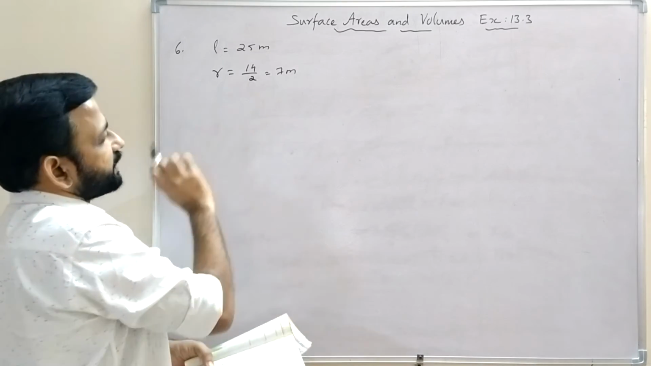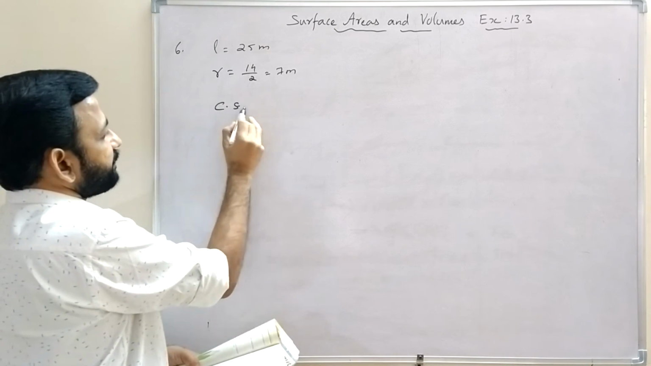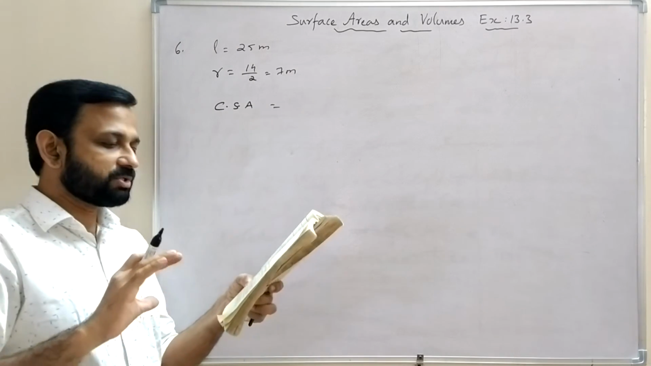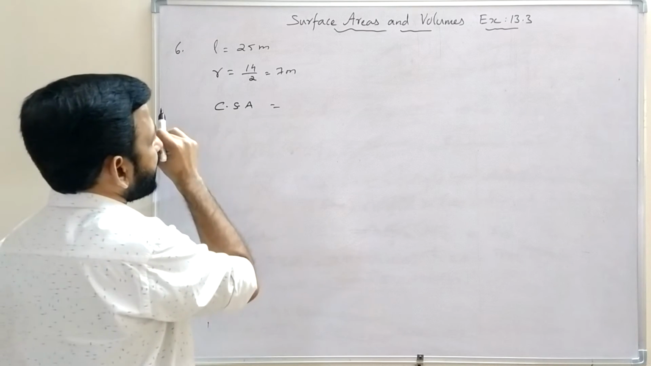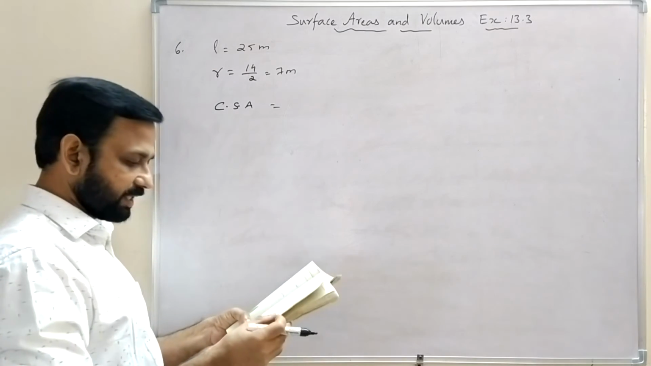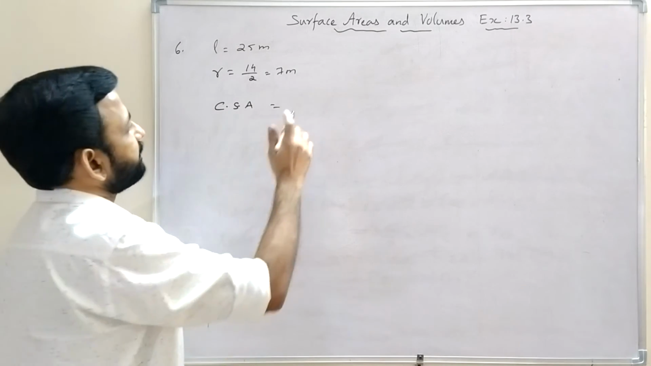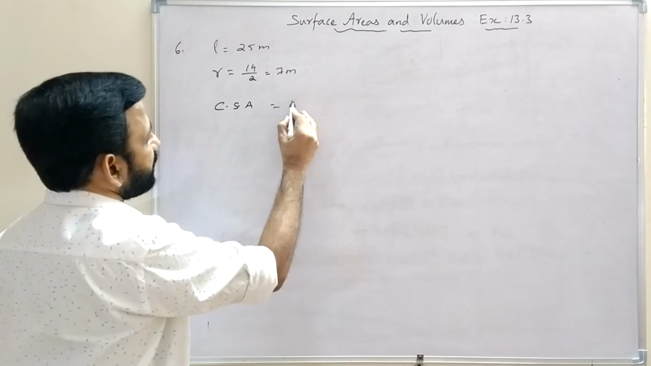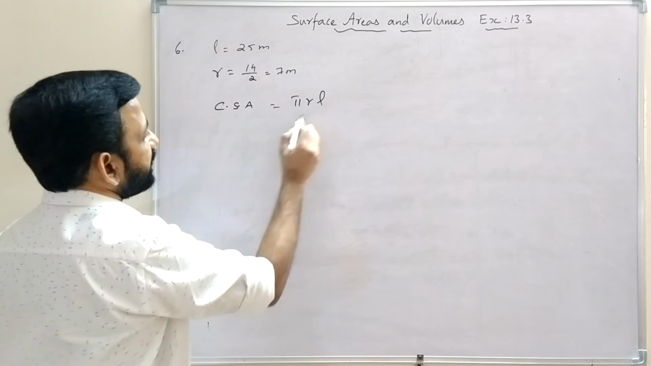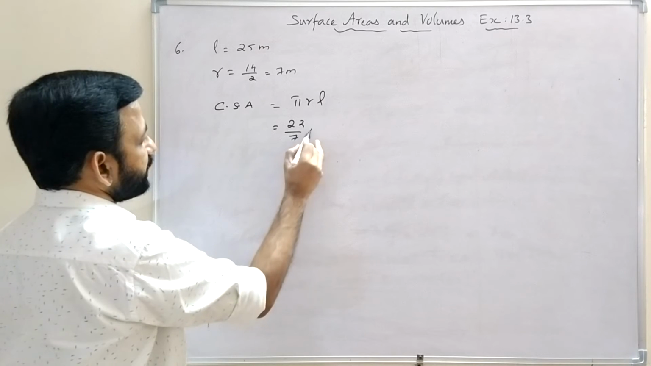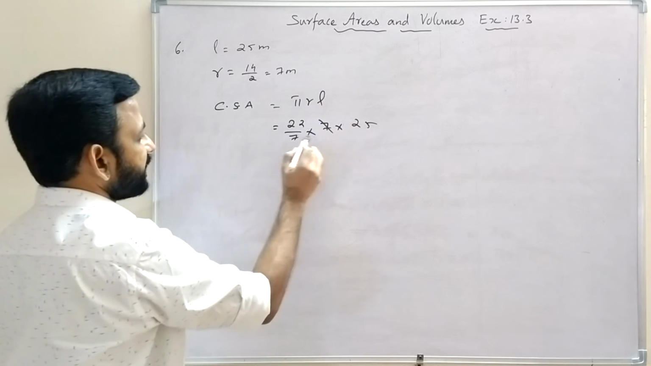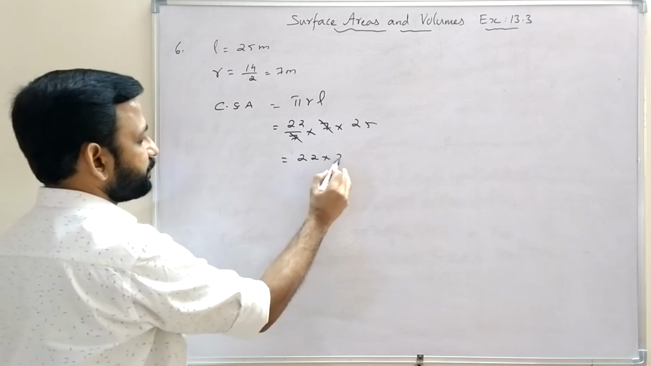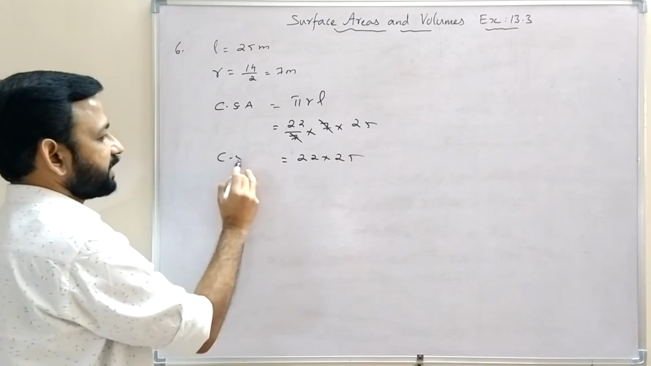So we need to find the cost of whitewashing. First we have to find the curved surface area, because whitewashing is on the curved surface. So we use the curved surface area formula. Here in the bracket pi is not given, so the formula pi r l is 22 by 7 into radius 7 into l, 25. So 7 and 7 cancel, 22 into 25. That is the curved surface area.